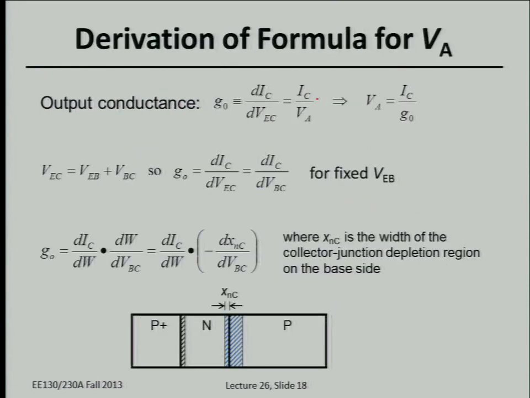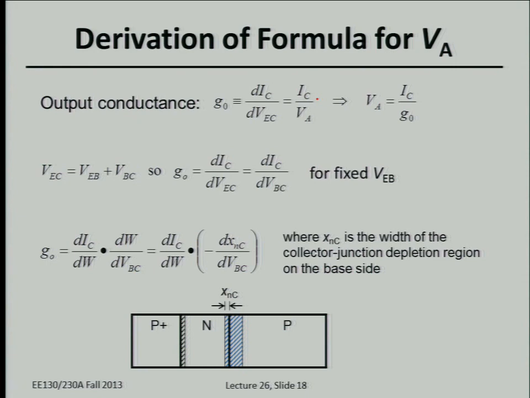Okay, so finally for today, let's derive a simple formula for the early voltage, just to give you some insight into how you would design a BJT to have a large early voltage. Early voltage ideally should be many volts, like 5, 10 volts. The higher, the better. But in a modern BJT, it might be several volts.